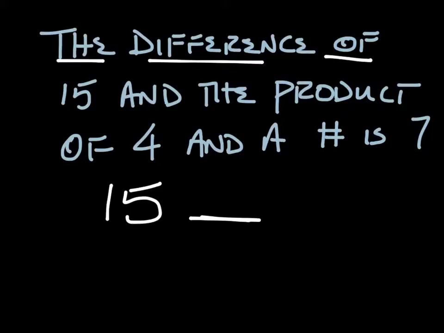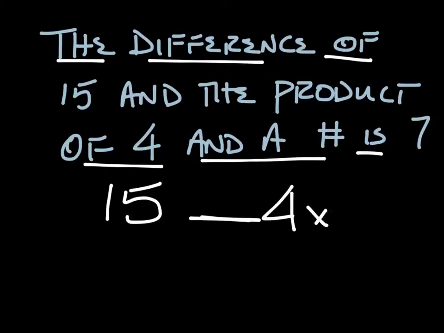And then the product of. Product means what? Multiply. So the product of 4 and a number. What expression do I use to represent 4 and a number? 4x. And is 7 means what? Equals 7. Yeah.